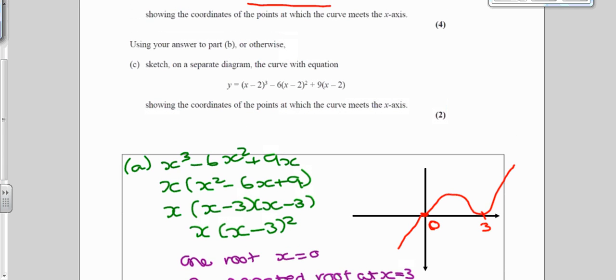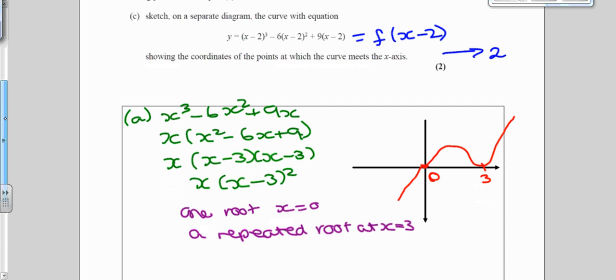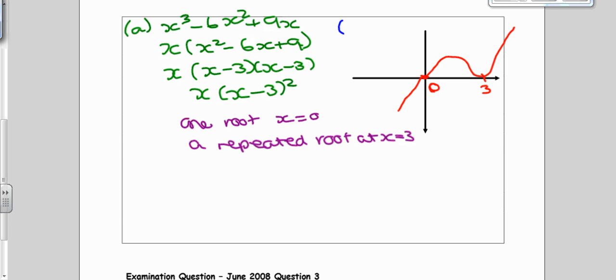So next, we're asked to use the answer that we've just done to sketch on a separate diagram the curve of y equals x minus 2 cubed minus 6 lots of x minus 2 squared plus 9 lots of x minus 2. But this is of course equal to f of x minus 2. And from this booklet, we have learnt that this means that we are moving 2 spaces in the positive x direction. So that's 2 spaces to the right. That's my answer to part B.